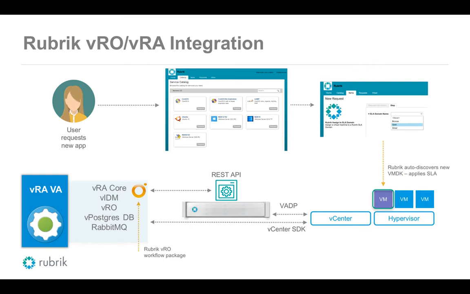And if you don't do that, if you've already applied an SLA at the vCenter level or the folder level, that's fine. Rubrik will detect that the VM has been placed there and assign it an SLA anyway, based off of where it's located. So it's fairly automated in that sense. Additionally, once that VM has been provisioned, you can do VM and file level restores, live mounts, whatever you want through vRA.